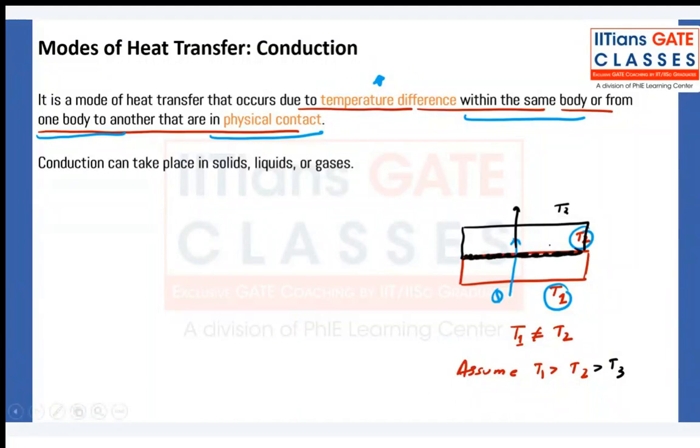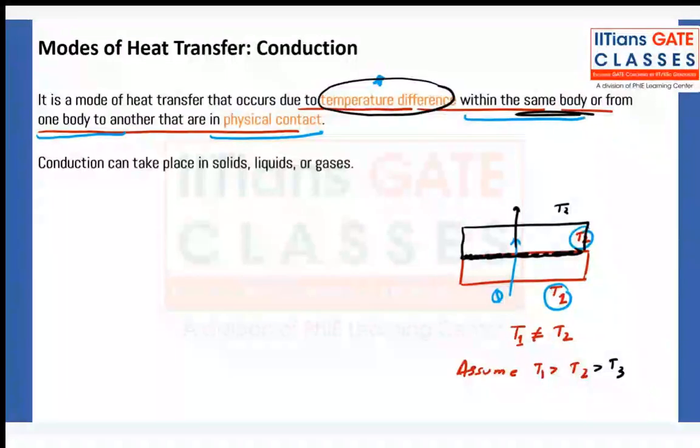So all three conditions must be satisfied. First, a temperature difference must be there. Then either the same body or two bodies, so there must be a body, some matter, a medium. Without a medium it cannot happen, and there must be physical contact. These three conditions must be satisfied. Conduction can take place in solids, liquids, and gases.